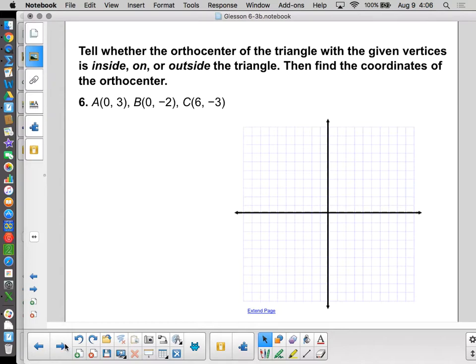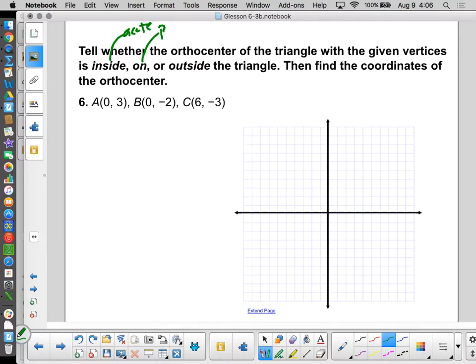All right, tell whether the orthocenter of the triangle with the given vertices is inside, on, or outside the triangle, then find the coordinates of it. Inside, outside, or on. How can I tell the difference? Well, if the triangle is acute, it's going to be inside. If it's right, it's going to be on. If it's obtuse, it's going to be outside. So inside would be acute. On would be a right triangle. Outside, it would have to be obtuse.